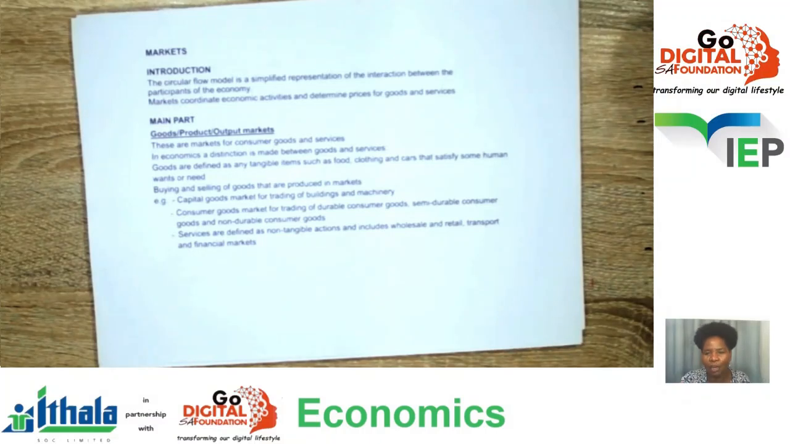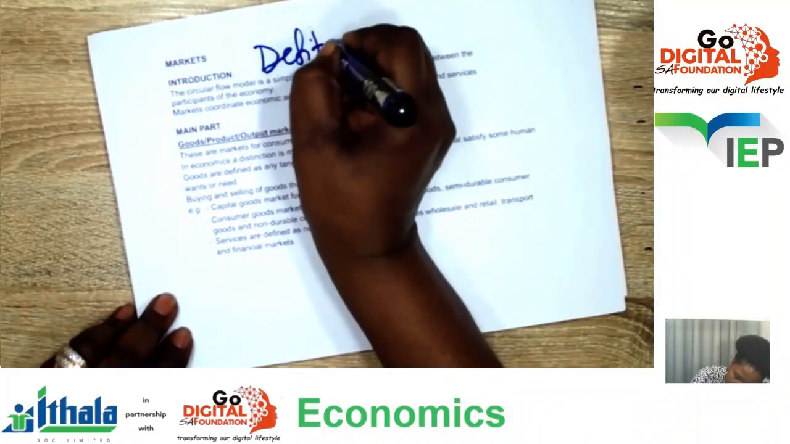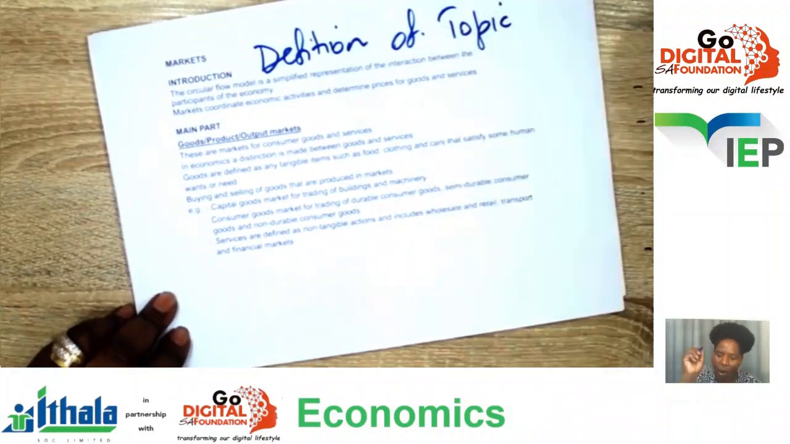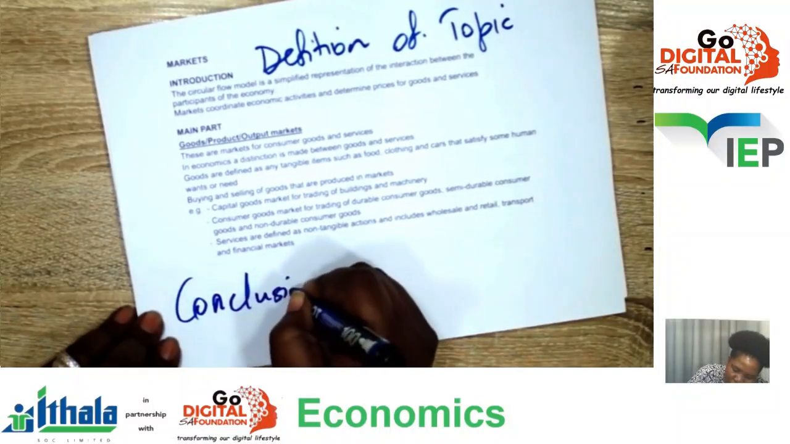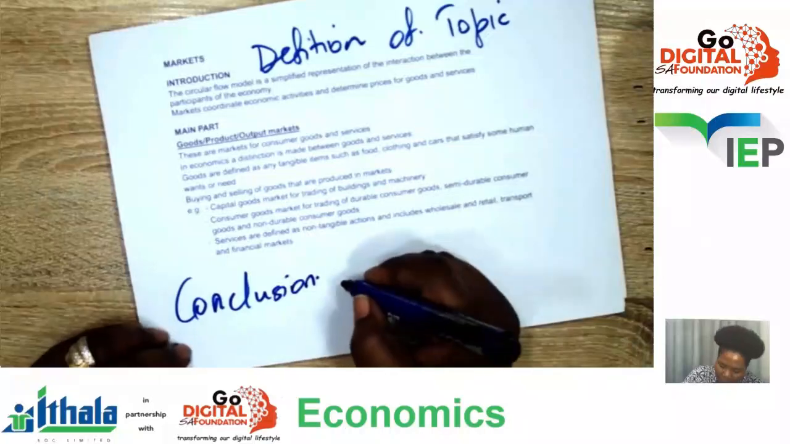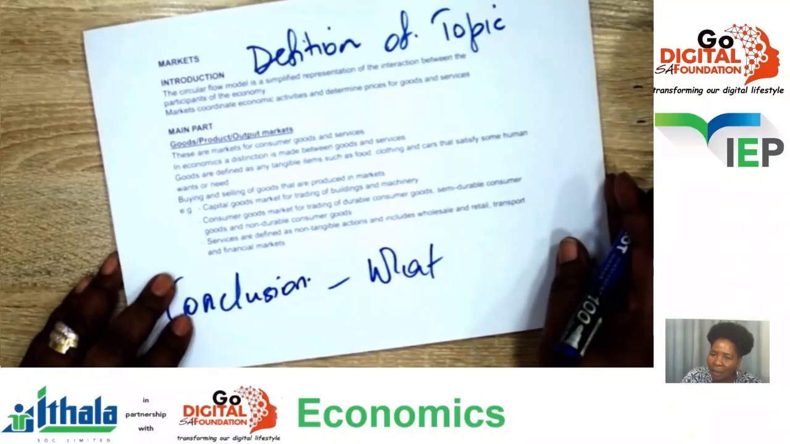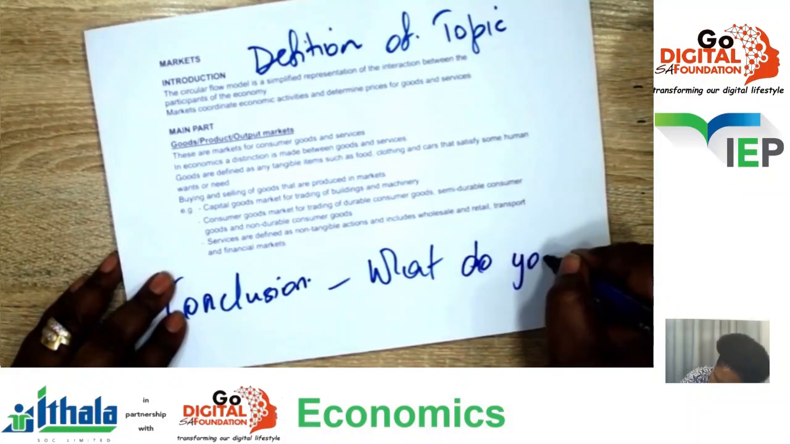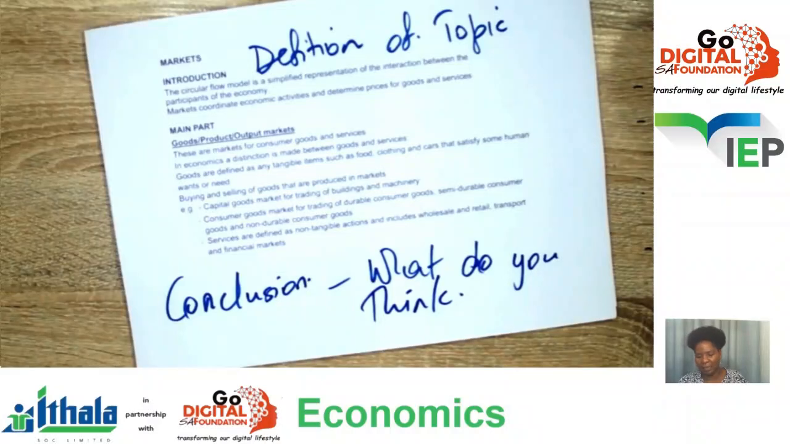I always say, your introduction is the definition of the topic. And your conclusion tells us what you think. In your conclusion, you need to tell us what must happen. There is no right or wrong conclusion, but apply your mind. What do you think? In this case, we're talking about markets. How can our markets work successfully?